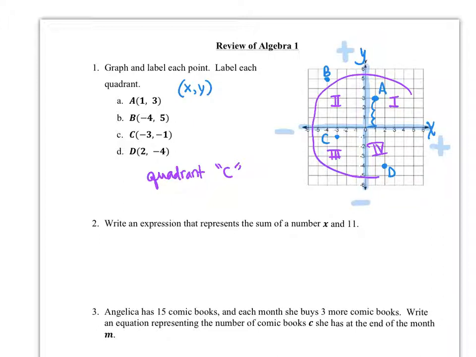So 1, 2, 3, and 4, we go counterclockwise, we form a C, and maybe that's a little bit of a helpful reminder to how to label the quadrants in the future. A skill that's not going away, by the way. So what I'd like for you to do is pause the video now, and I'd like you to finish the rest of this page, questions 2, 3, and 4. When we turn the video back on, we'll discuss them briefly.